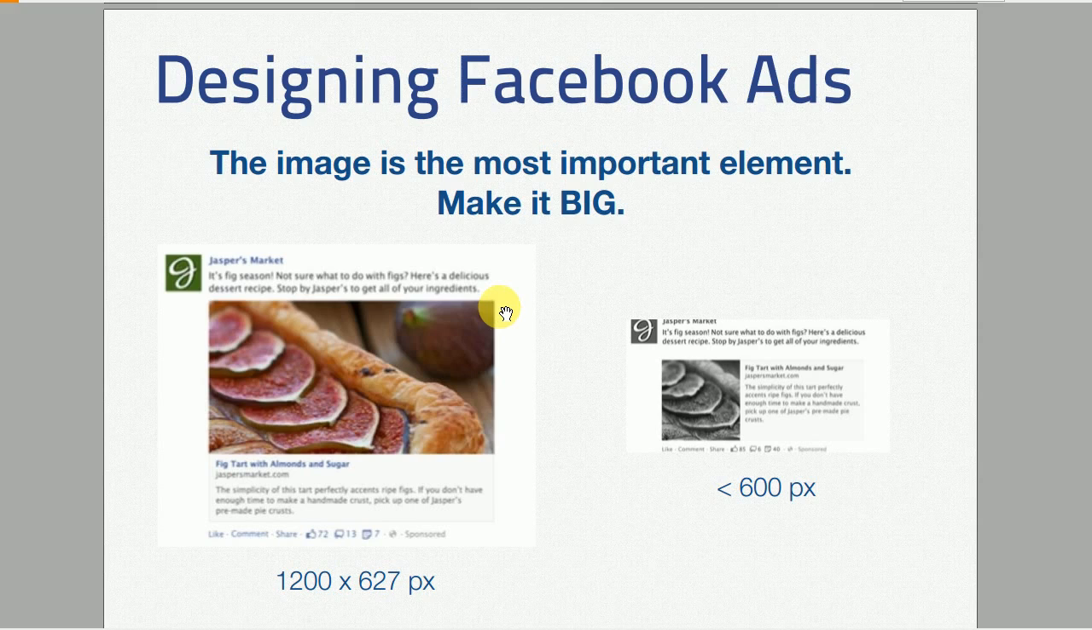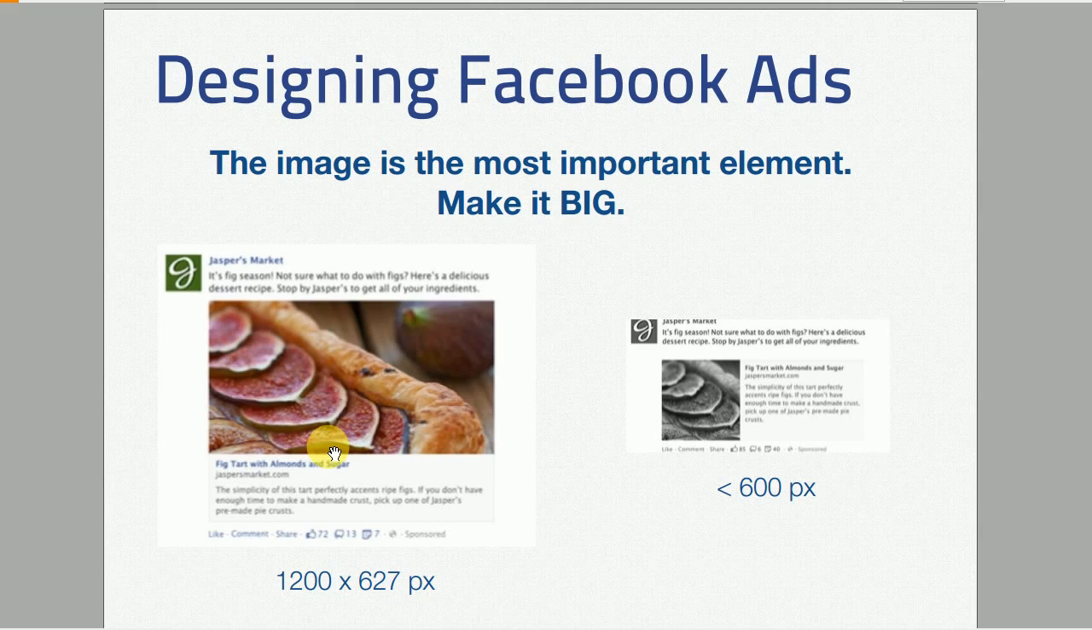Another thing you must understand about the image is the image size. Your image must be 1200 pixels by 627 so that it can fit into desktop, mobile, and other placements. So when you're designing your image, when you're working with your graphic designer, make sure it's 1200 by 627 pixels. If you don't want to hire a graphic designer, go to Canva and use it.